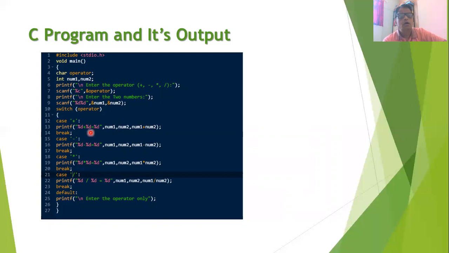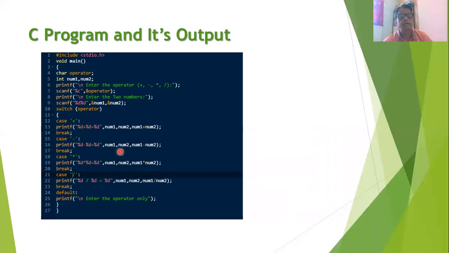So we will write the switch here. In the bracket, we will write the operator. So this is the operator, and the operator should match with the case values. Now my first case is the plus symbol. If the symbol is plus, then we will perform the addition of the two numbers.